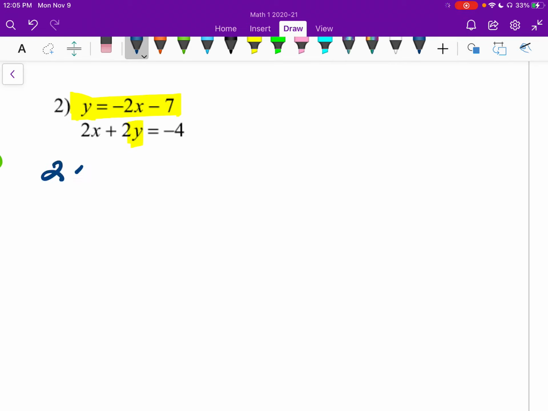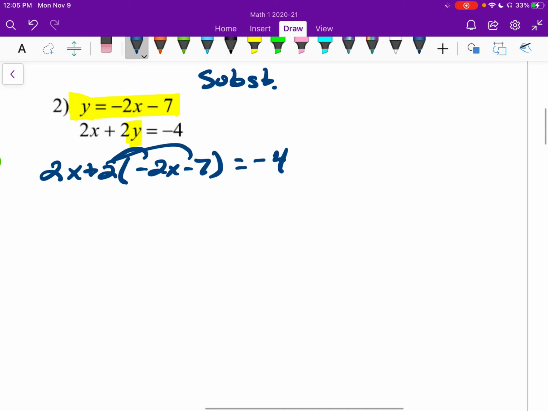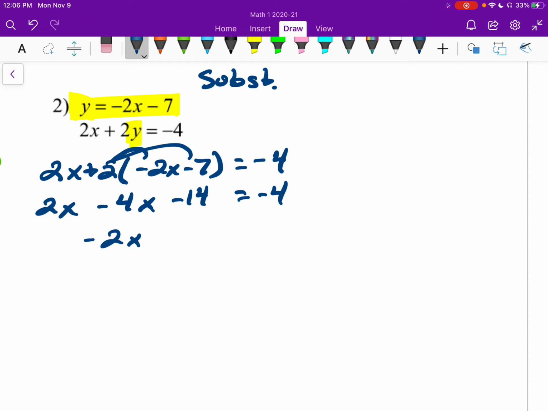So I'm going to say 2x plus 2 times the quantity negative 2x minus 7 equals negative 4. Again, I'm using substitution here. I distribute my 2, and I get 2x minus 4x minus 14 is negative 4. This simplifies to negative 2x, and I'm also going to add my 14 to the right side, and that gives me 10. I divide by negative 2, and x is going to be negative 5.